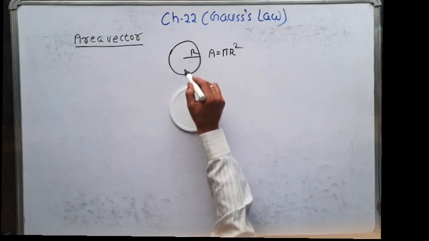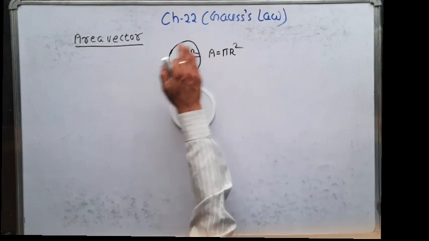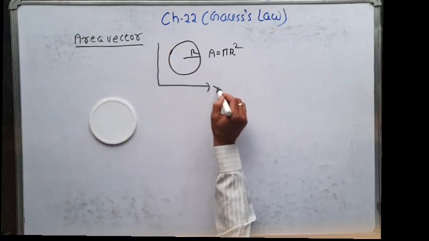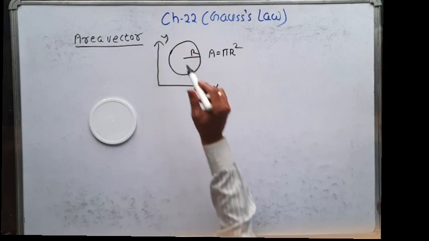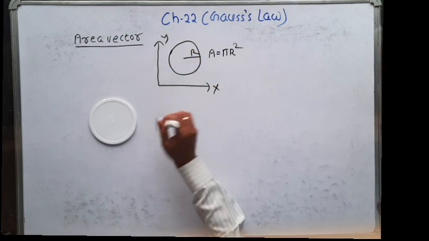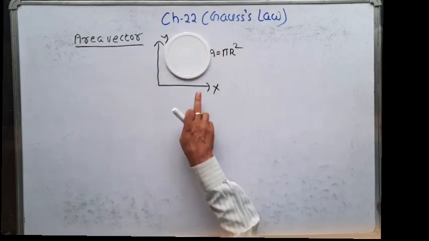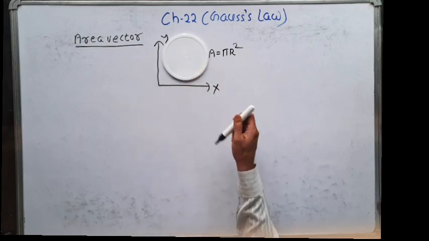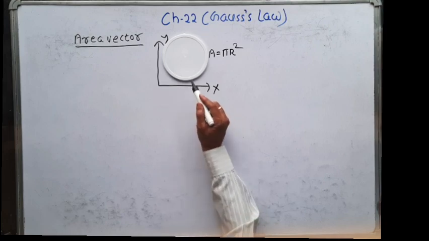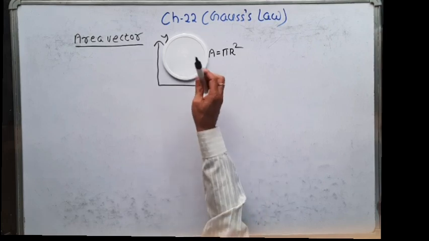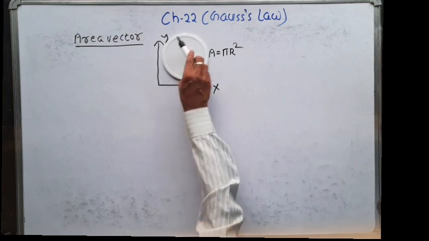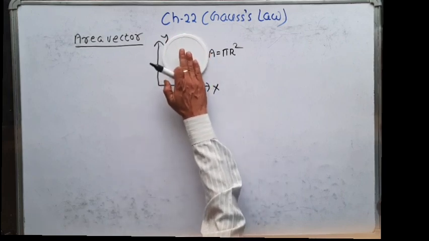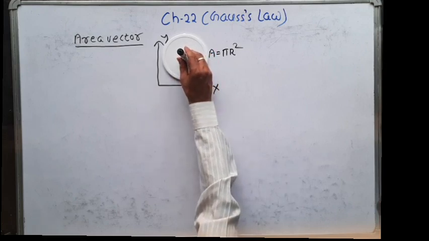But in which plane is this disc lying? In the board. Suppose on this board this is the x-axis and this is the y-axis. That means this disc is lying in the xy plane, whose area is pi r square. Then what is the area vector? The area vector is always perpendicular to the area element. So this is the disc, and here the area vector is perpendicular.